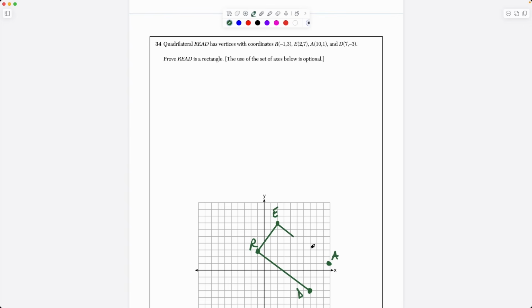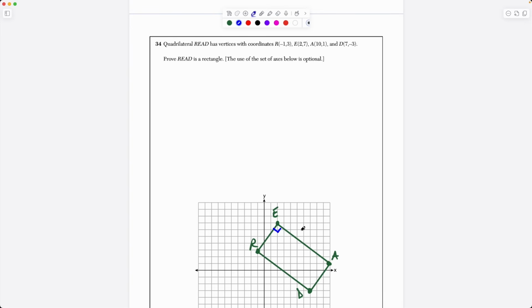But when they say prove that READ is a rectangle, please don't say, oh, I drew this out and it looks like a rectangle, therefore this is a rectangle. That would not get you any points at all. So to get points, you need justification and actual theory. There are a few ways you could do this. You could prove that READ is a parallelogram and then show that you have, let's say, one right angle here at E, because a parallelogram with a right angle is a rectangle. You could show that you have a parallelogram and then the diagonals are congruent. When you have a parallelogram with congruent diagonals, that upgrades the parallelogram to a rectangle.